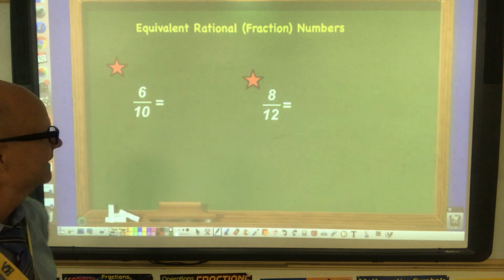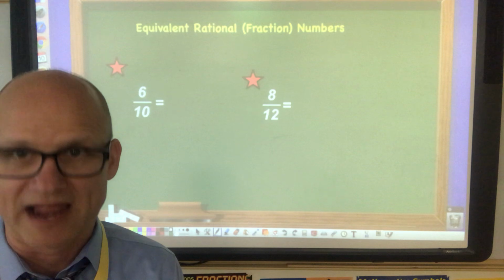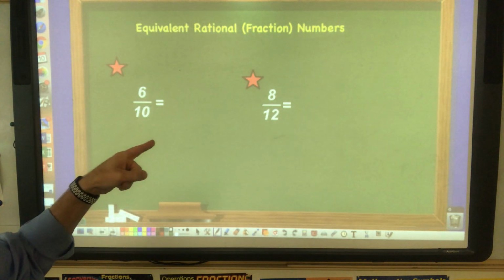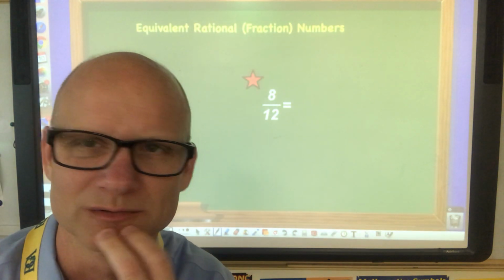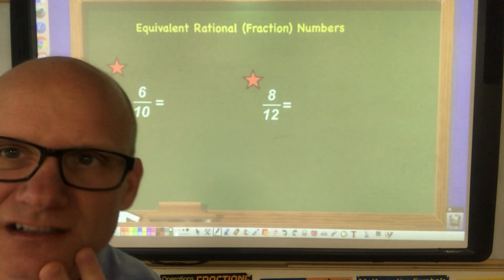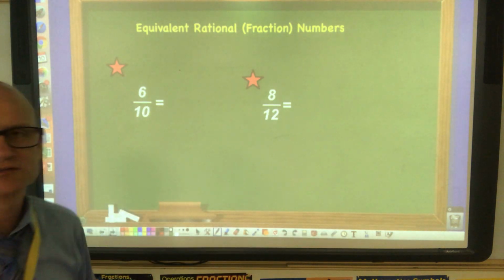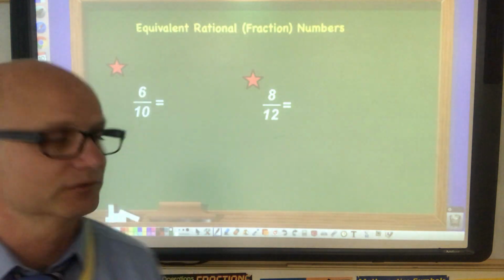So, 6/10 and 8/12. You guys write down an equivalent fraction for 6/10 and an equivalent fraction for 8/12. Well, you know what? We just did that, 8/12. That's weird. I just gave you the same problem. So you should already get the second one right. Just do this one then, 6/10. Give me an equivalent fraction for 6/10. And we'll discuss that tomorrow in the video tutorial.